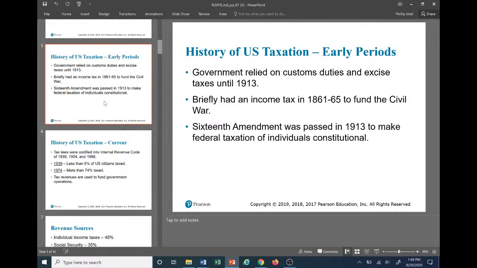Before I get into the history, I'm not really concerned a whole lot with you understanding a lot about it. Just get a general idea of where we started from to how we ended up where we are today. So it says here, government relied on custom duties and excise taxes until 1913. Briefly had an income tax in 1861 to 65 to fund the Civil War. And then the 16th Amendment was passed in 1913 to make federal taxation of individuals constitutional.